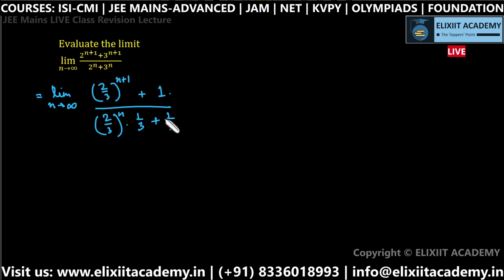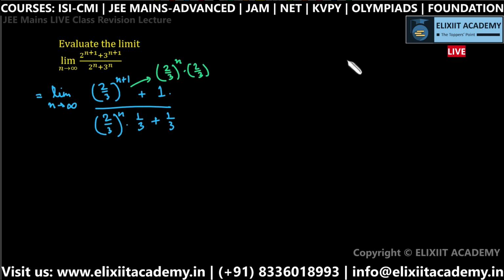Now, what was the reason for breaking this into this format, 2 by 3 whole to the power n? You can write this more generally as 2 by 3 whole to the power n multiplied by 2 by 3. This is also fine. But what was the purpose of breaking this into this format?